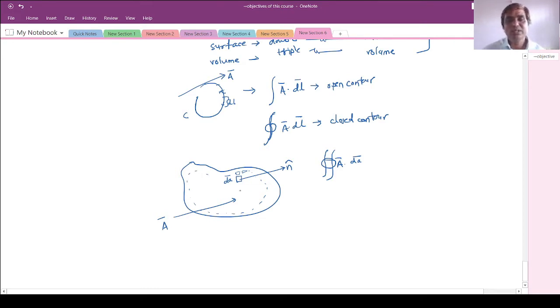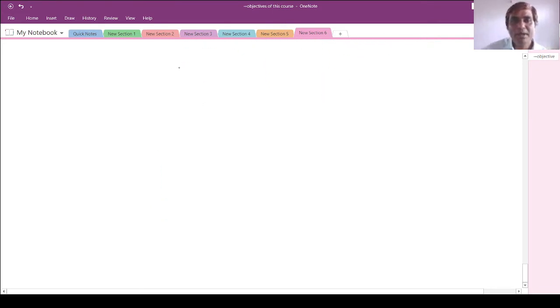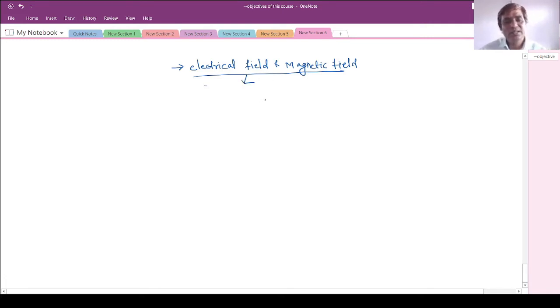Now with this knowledge, let us represent the two fields, electric field and magnetic field. Basically, what is an electric field and what is a magnetic field? We know that if there is a charge and we place one more charge in the vicinity of this charge, it experiences a force, and that effect is basically called the electric field.